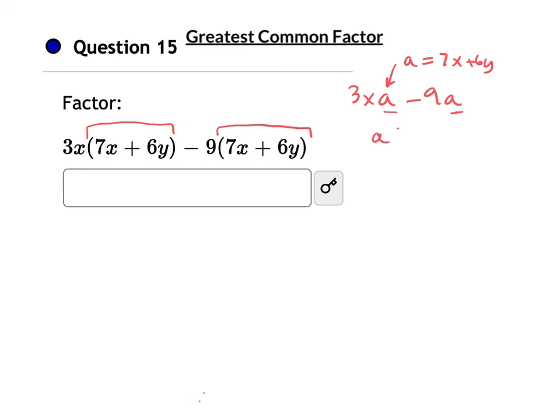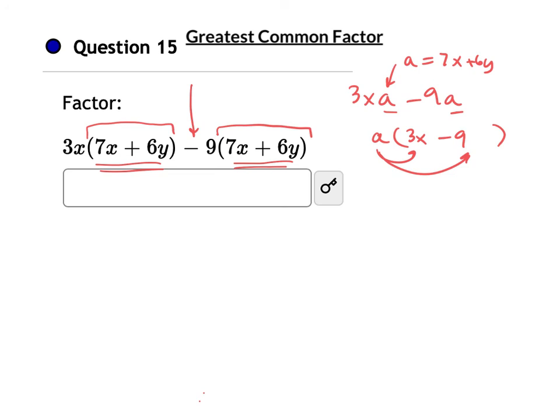You could pull that a out, and a times the first spot would make 3xa, that'd be 3x. And a times the second spot would make negative 9a, that's negative 9. That's exactly what you're going to do here. See, there are two terms. There's the minus that separates the two terms, and both terms have this 7x plus 6y in common. You need to learn to see that as a single thing, like an a that you're pulling out.